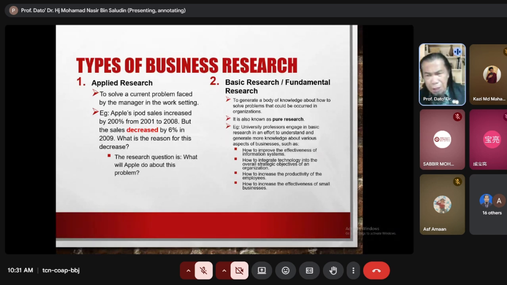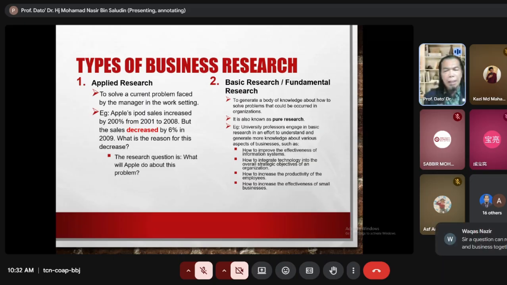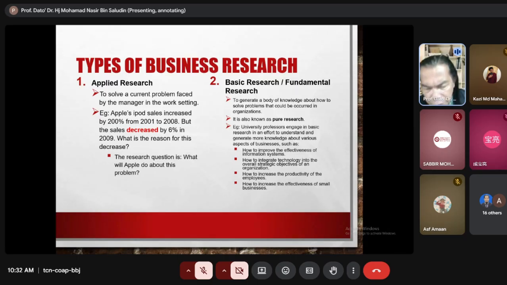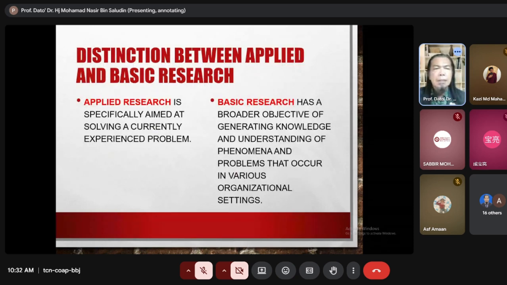Basic research is sometimes called fundamental research, to generate a body of knowledge about how to solve problems that could occur in organizations. It is also known as pure research. For example, university professors engage in basic research in an effort to understand and generate more knowledge about various aspects of business, such as how to improve the effectiveness of information systems in universities, how to integrate technology into the overall strategic objective of the organization, how to increase the productivity of employees, how to increase the effectiveness of small businesses.